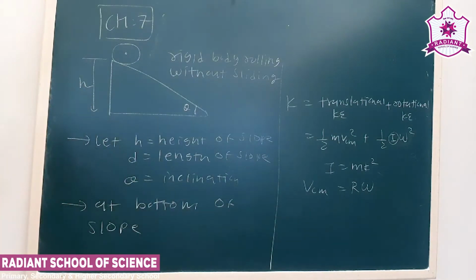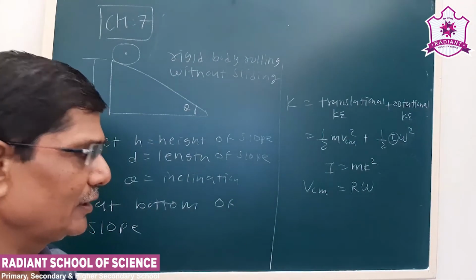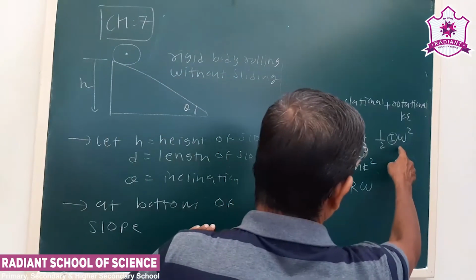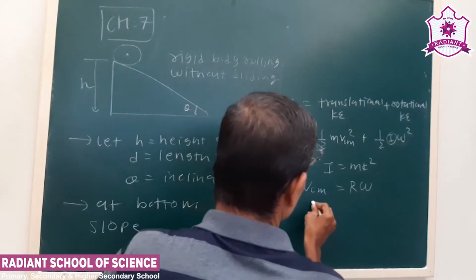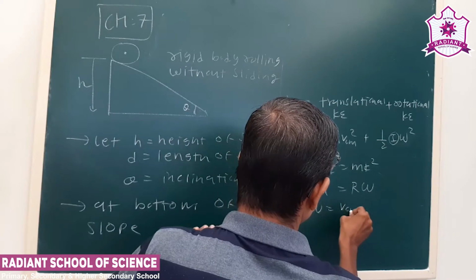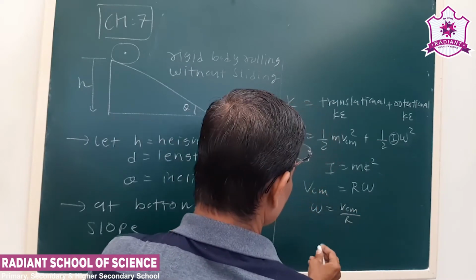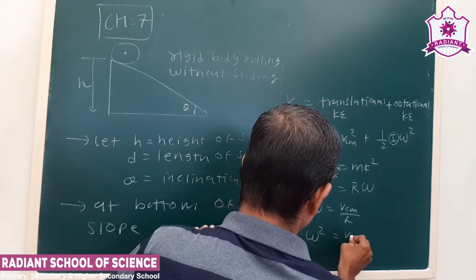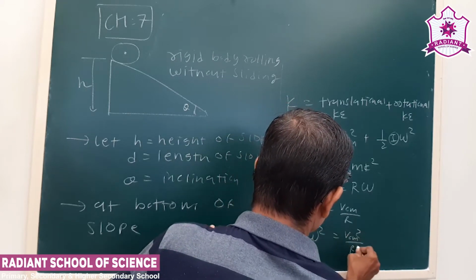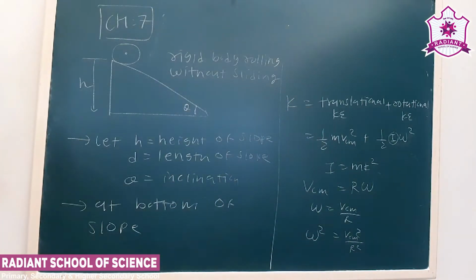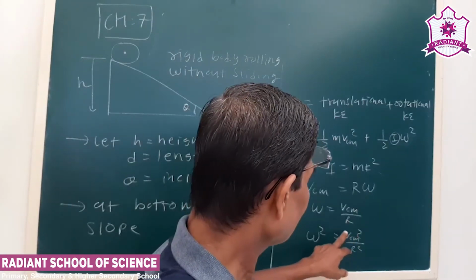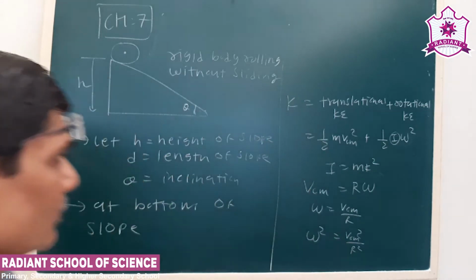Why? Because we want to represent the equation in terms of velocity of center of mass. Here it is omega square. What is omega? Omega is VCM by R, so omega square is VCM square upon R square. We have the equation V is equal to R omega, and I is equal to mk square.